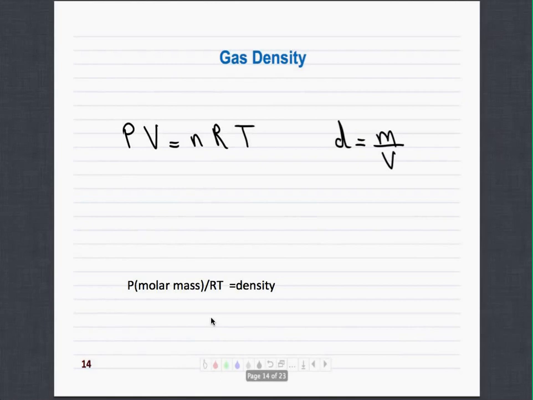So let's say at these room conditions, if I have two gases, one is H2 and the other is NO2, which one is going to have the highest density? The one which is heavier, and by heavier I mean the molar mass is heavier, is NO2. So we can figure out the density of gases just by knowing their molar masses. And this is the equation: density equals P times molar mass over RT.